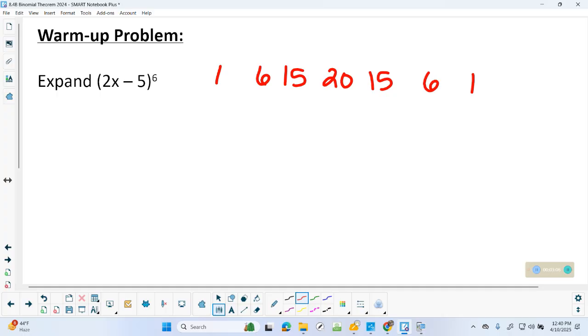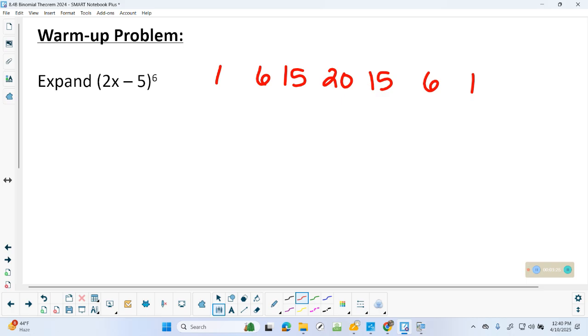Now notice, there's 1, 2, 3, 4, 5, 6, 7 of these red numbers, which means there will be 7 terms in my final answer. Patterns. It's always 1 more than the power. So if your power is 10, which that'd be pretty mean and awful, you should have 11 terms in your answer. It's always 1 more.